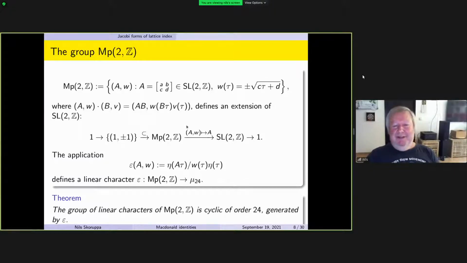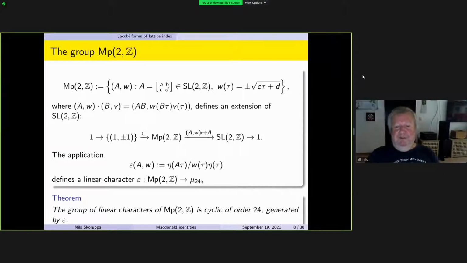One notation I need here, namely, I just need a linear character of this group Mp2(Z), so a homomorphism to C star. And that is the following. I take the Dedekind eta function at tau and divide by w(tau), where w is the square root that you see here, times eta of tau. So we know that this is a 24th root of unity, and it's of course a linear character of Mp2(Z), a homomorphism into the group of roots of unity of order 24. And actually, this one generates the group of characters of Mp2(Z), because there are only 24 characters, and this group of linear characters is cyclic. Okay, so that is one thing that we need.